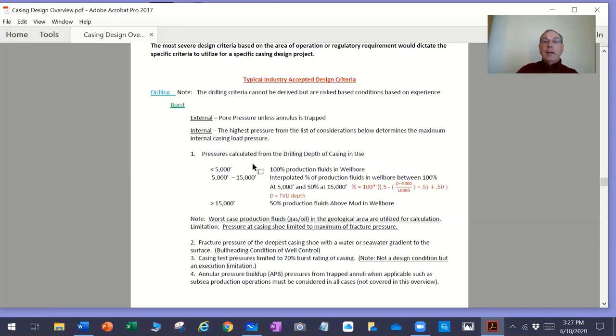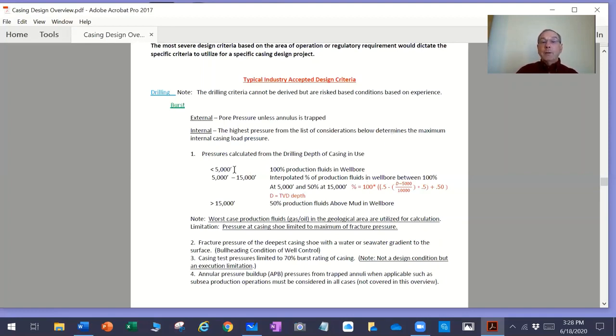So if it's less than 5,000 feet, we use 100% production fluids in the wellbore. And we are always going to use the worst case production fluids for the geological area that you're operating in. If you're in a geological operating area that can have gas, you're going to use a gas gradient. If you're in an area that has no gas and you only have oil, so your kick is going to be oil, if you take a kick, that's the worst case, then you use the oil gradient. Whatever the appropriate gradient is, that's what you're going to use.